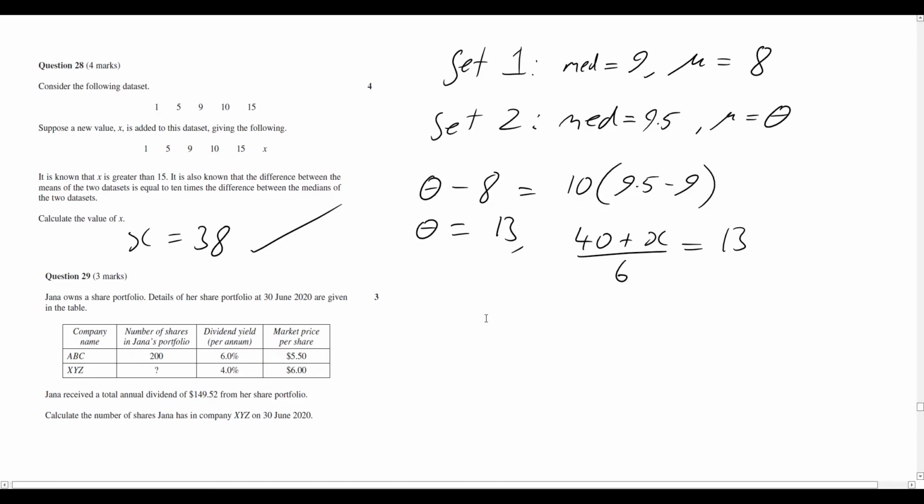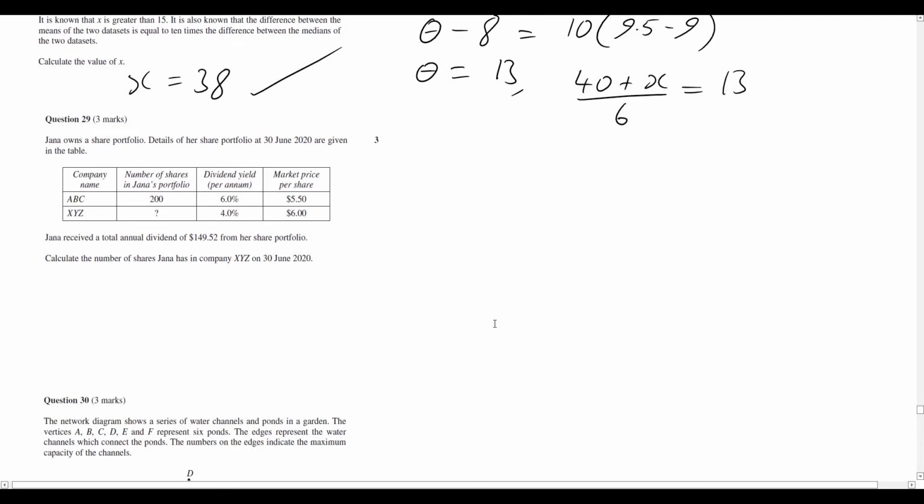Okay, now on to question 29. So Jana owns a share portfolio, and details of her share portfolio at the 30th of June 2020 are given in the table. Jana receives a total annual dividend of $149.52 from her share portfolio. So calculate the number of shares Jana has in company XYZ on the 30th of June 2020. So we just need to figure out this section here.